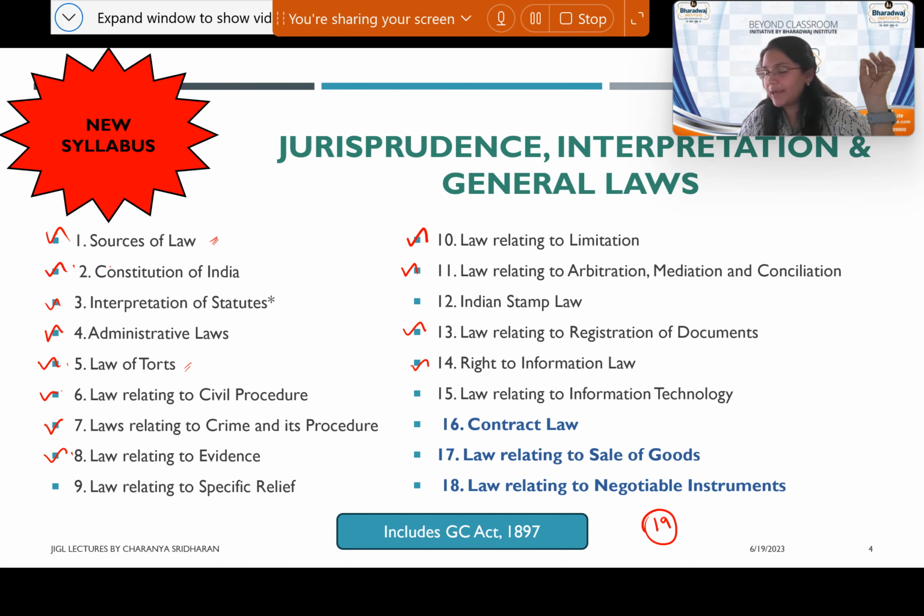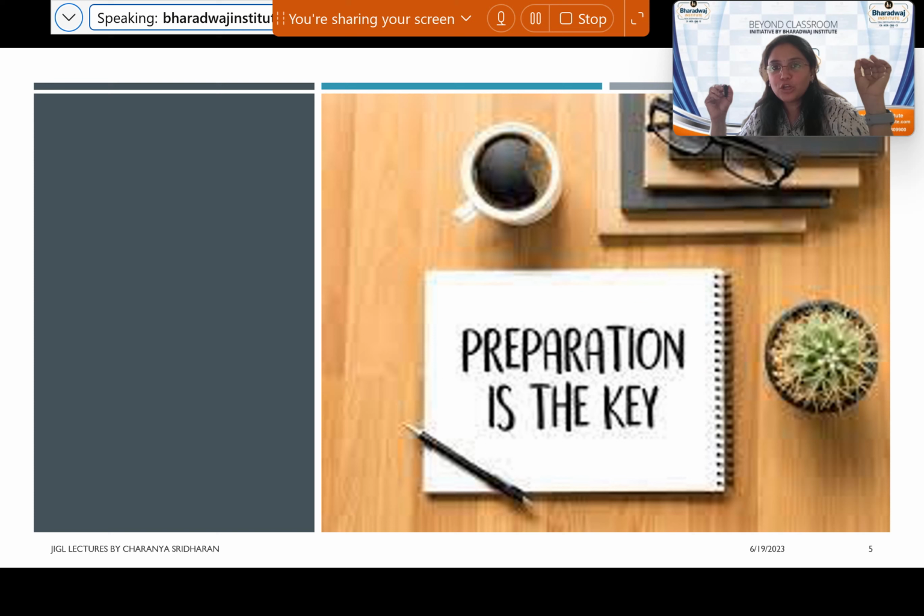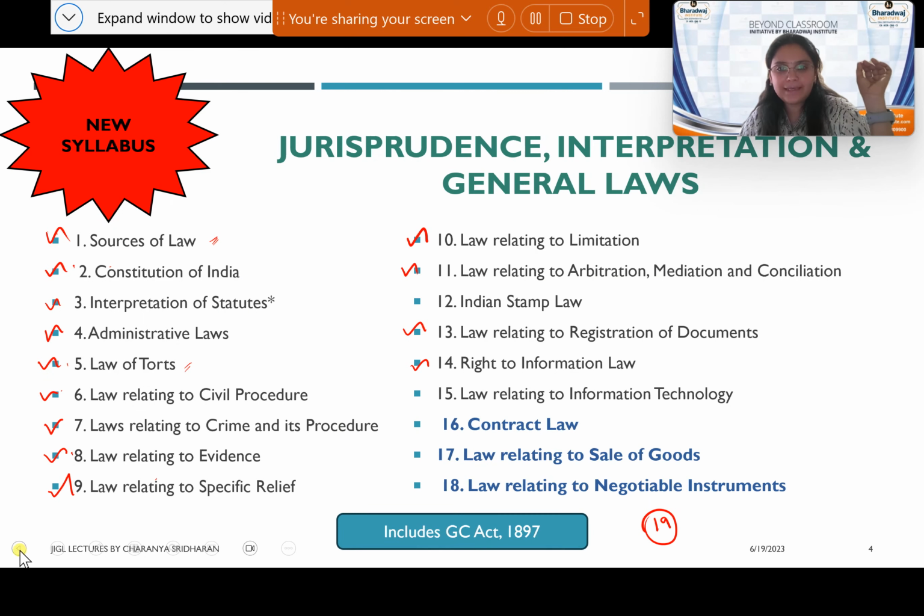After your administrative laws, I am lining up law relating to specific relief. Law relating to specific relief. Although you have not done this chapter in the past, meaning you wouldn't have learned this as an act in the past, but many concepts that I'm going to discuss inside Specific Reliefs Act are the ones that you're already familiar with, either with the current affairs or from the movies or from the various series that you have watched in the Netflix and Amazon.